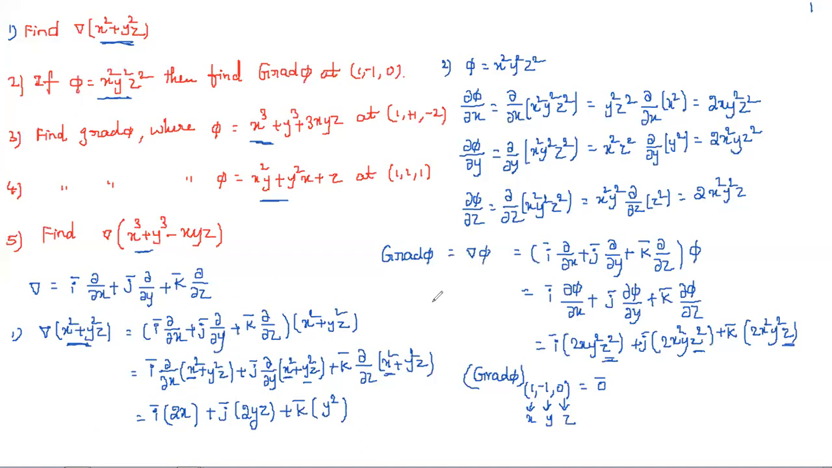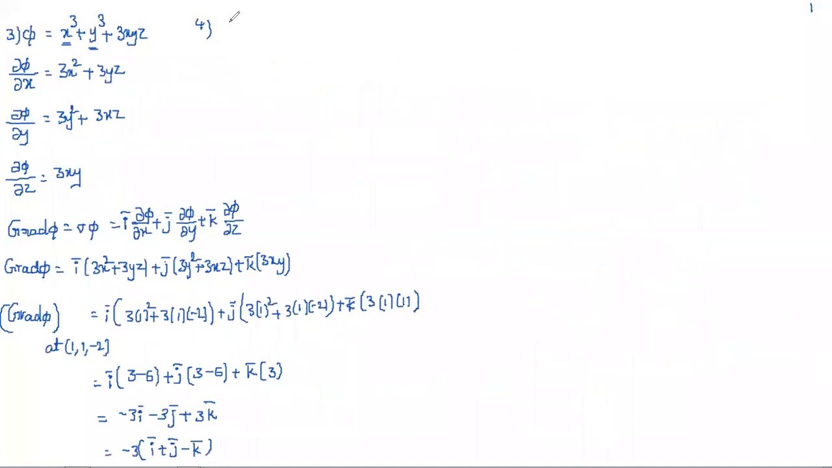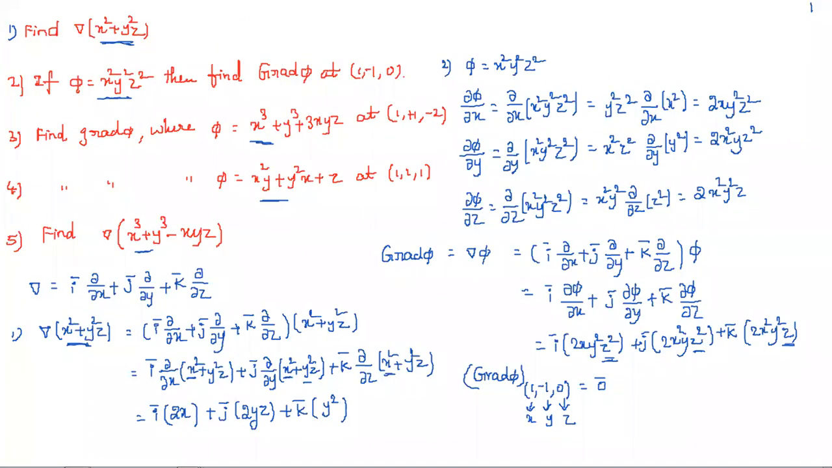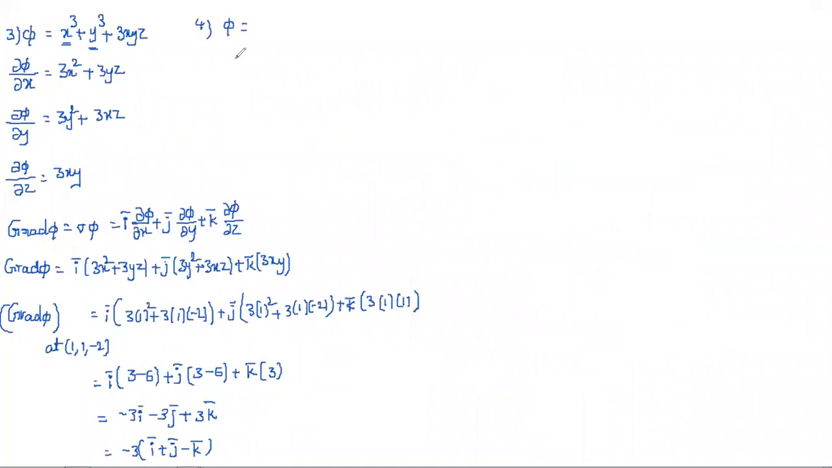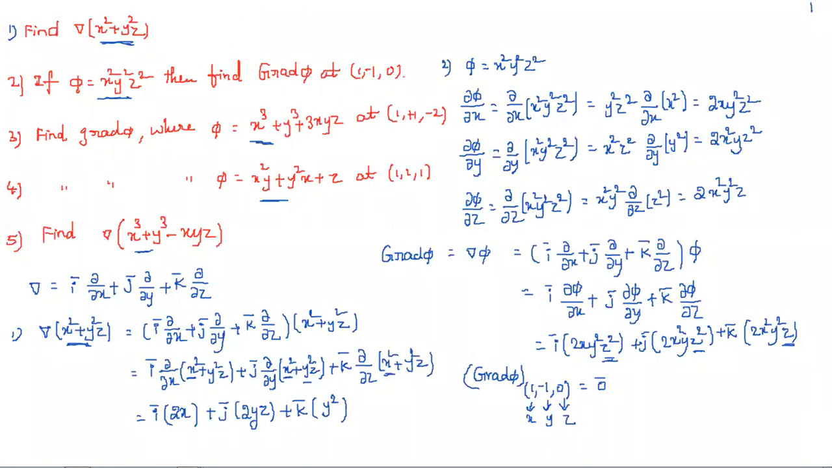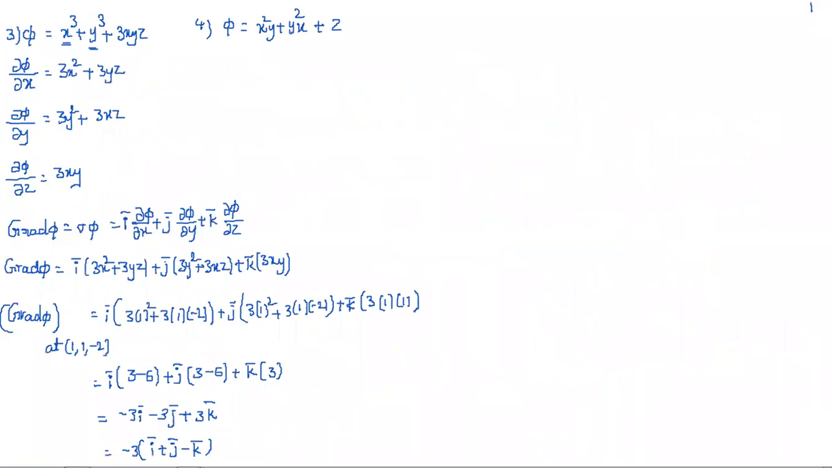What about the fourth one? Coming to the fourth one, phi is equal to x square y plus y square x plus z at the point 1, 1, 1.